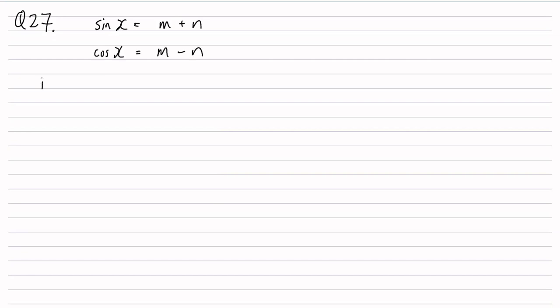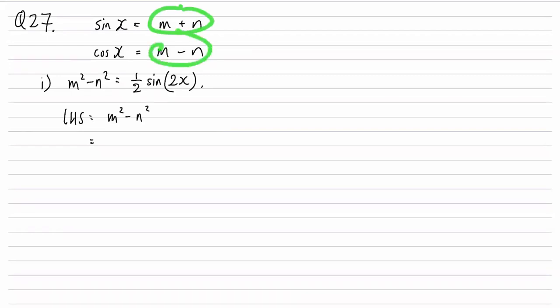Now in part 1, you want to show that m square minus n square is half sine 2x. Remember, this is a show question. You're not trying to solve yet. So how do you proceed? m square minus n square is what? How to factorize?